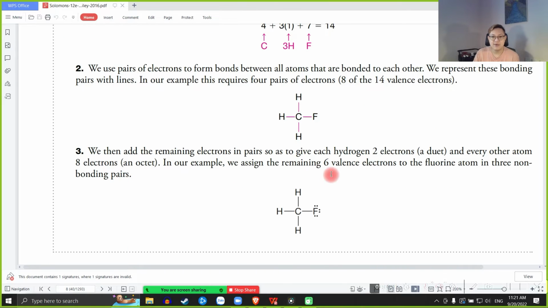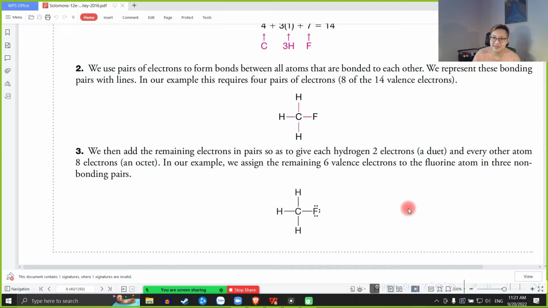The remaining 6 valence electrons will be assigned to the fluorine, because hydrogen has 2 already. Each of them has 2 already. Duet. So they don't want any more. So the only option left now is the fluorine. So we can assign the remaining 6 valence electrons to the fluorine atoms. So there will be 3 lone pairs.